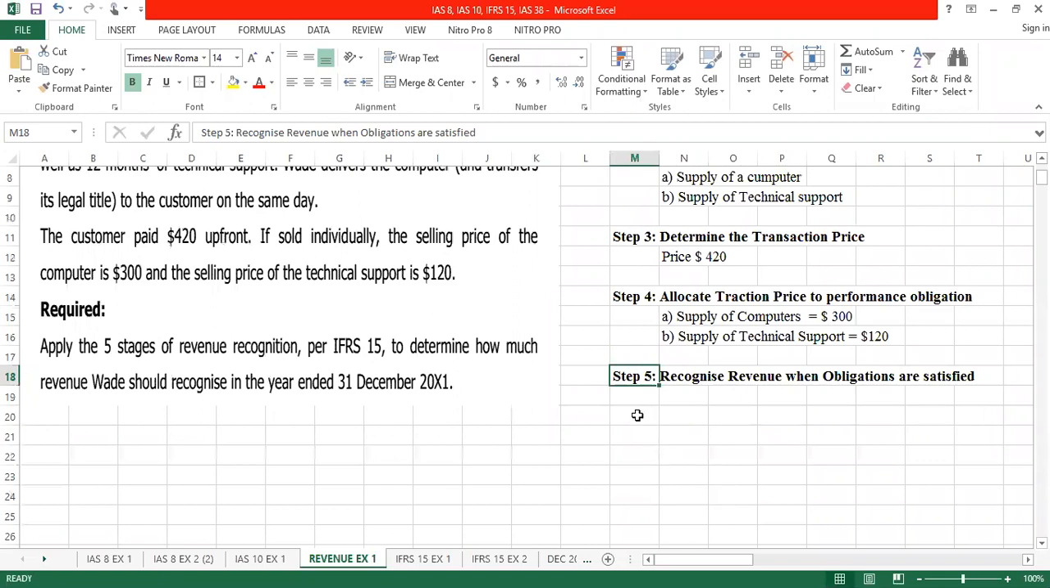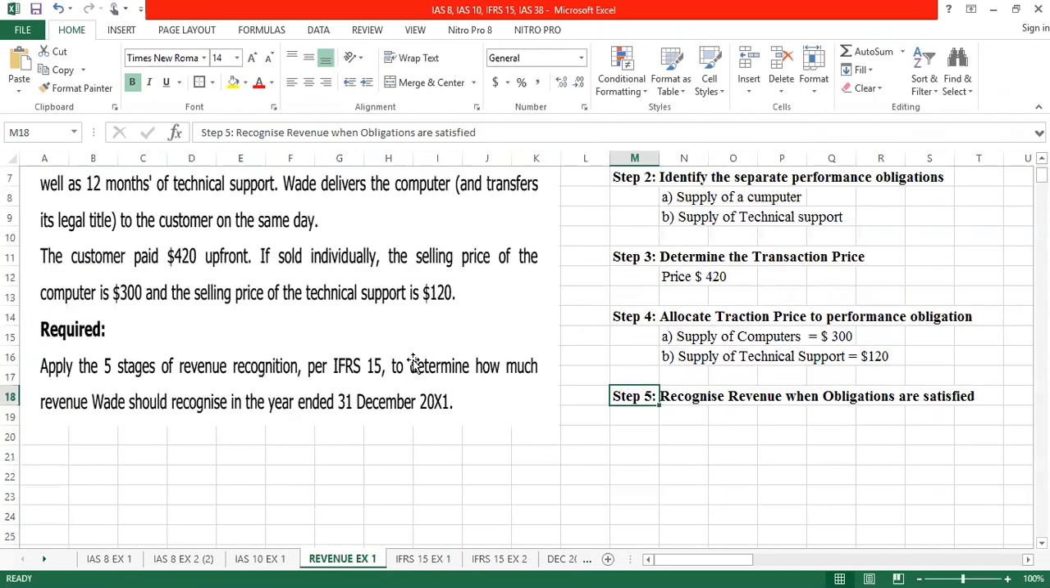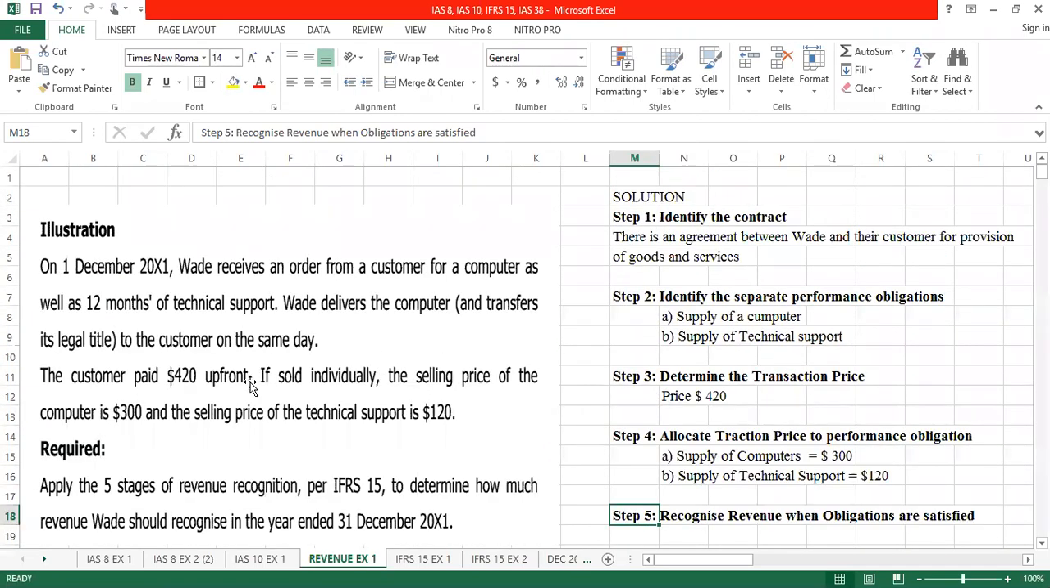Okay, so let's continue. So here is where most of the marks now come. Now look at the question. Let's read it again. In this case, we are being told the customer paid $420 upfront. On 1st December 20X1, Wade receives an order from a customer for a computer as well as 12 months technical support.